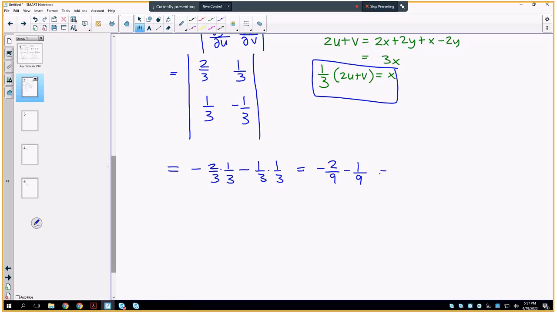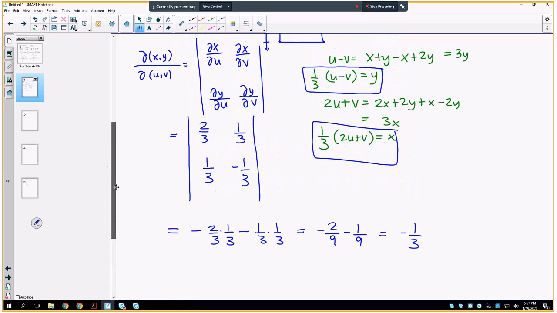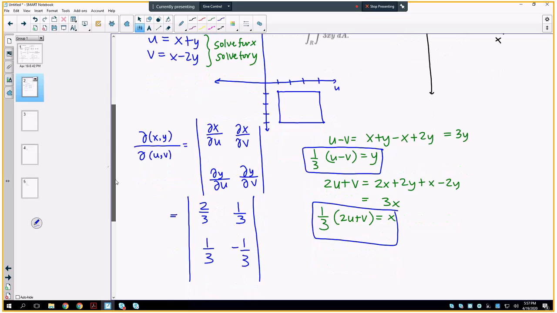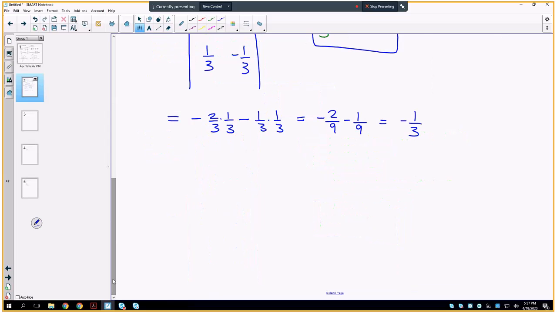And when I combine like terms, that's minus 1/3. So the absolute value of my Jacobian is going to just be positive 1/3. And now I think I have everything I need to set up my integral. So I think I'm going to integrate with respect to v first, although it could make a difference, I guess. So let's integrate first with respect to v.